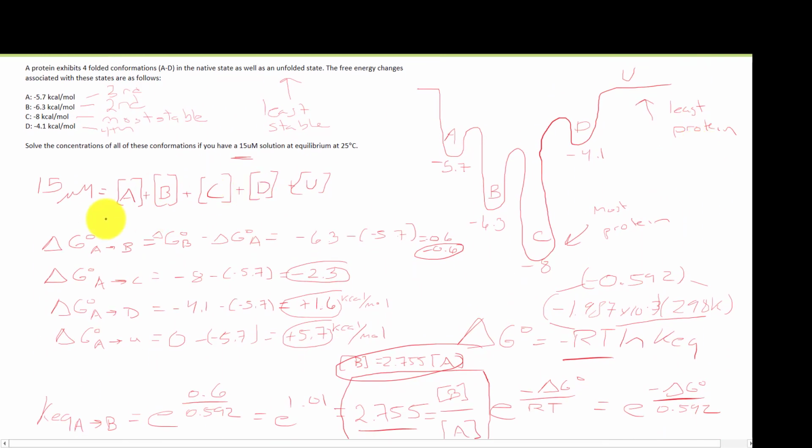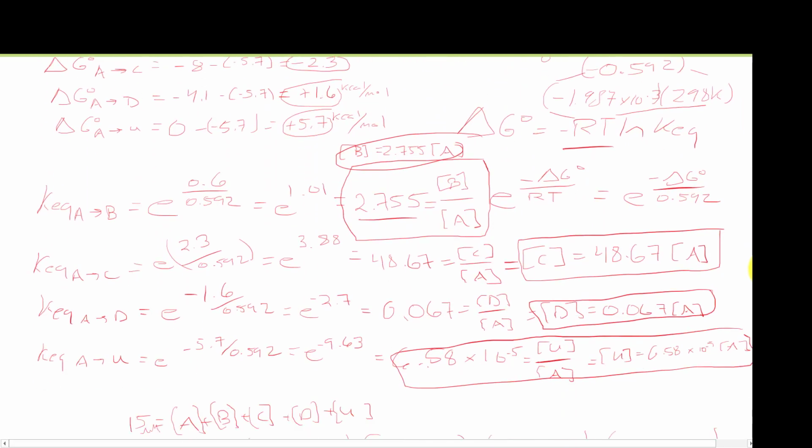So again, pick something, go to all the other conformations, find the delta G. It's always final minus initial. Products minus reactants, right? So here, B is our final, A is our initial. Final minus initial is going to give us our delta G for the transition. Then you use those delta G's to solve your KEQs for all of the different transitions. There's always going to be n minus 1 transitions, where n is the number of states.